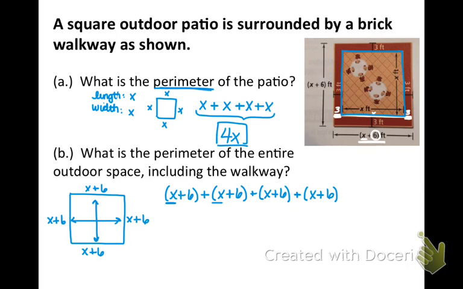So again, we match up our like terms. I have 4x's, so that's 4x. But I also have 6 plus 6 is 12, plus 6 is 18, plus another 6 is 24. So 4x plus 24 would be the perimeter of the entire walkway. Okay? Again, these were all measurements of length. That's why we're talking about addition or subtraction here, in this case adding.